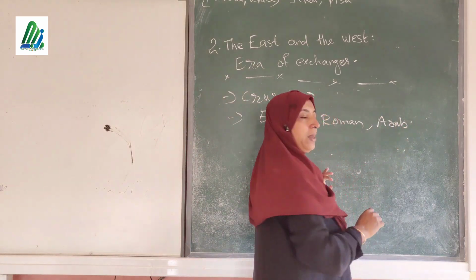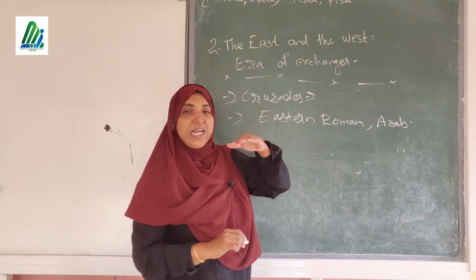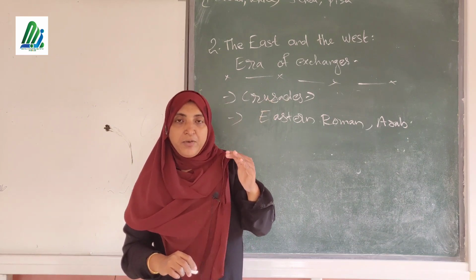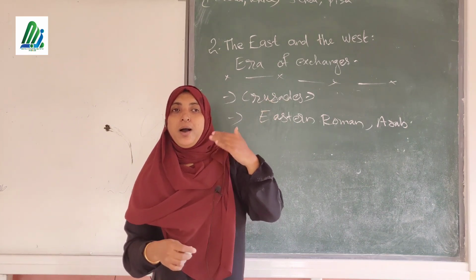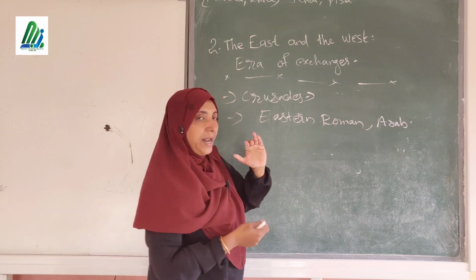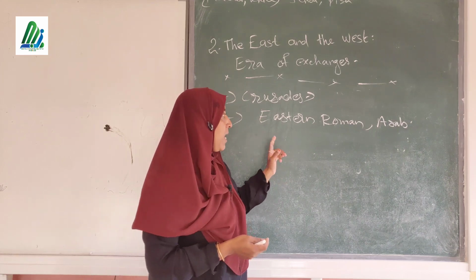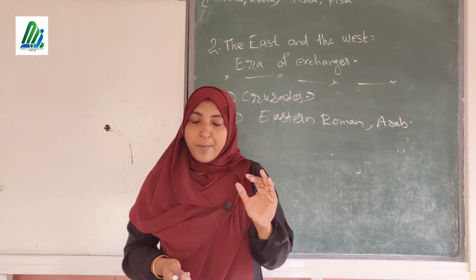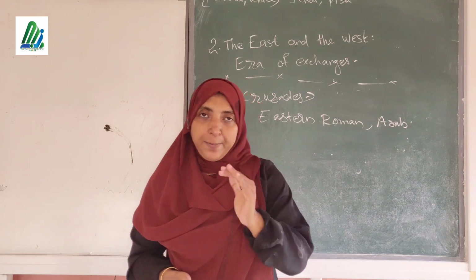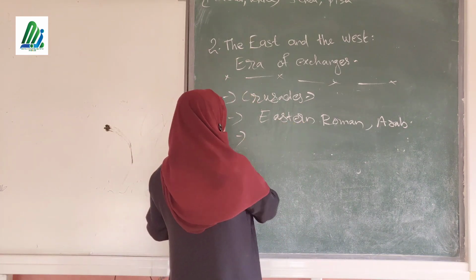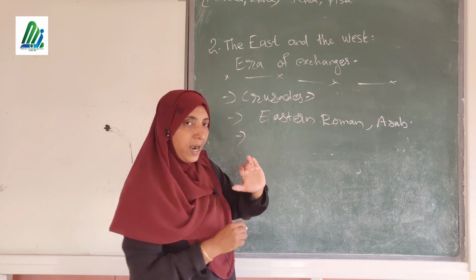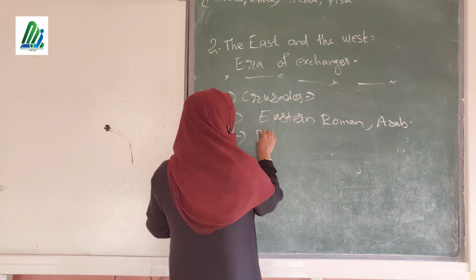Okay, Arabs. That means when the Crusades started, the trade relation between East and West also developed. So the people, especially the Italian traders, had good relations with the Eastern Roman people and the Arab people. Then these traders, or we can say these merchants, had a trade relationship with Baghdad.